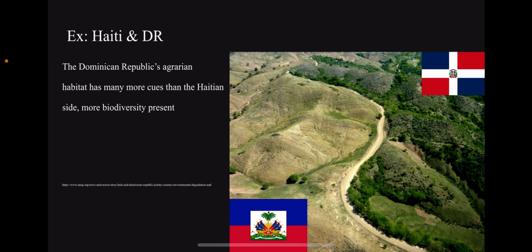A real-world example is pictured here on the right. This is the border between the island nations of the Dominican Republic and Haiti. Obviously, you can see that the Dominican Republic, pictured on the right, would have more habitat cues than its Haitian counterpart. Because of its higher agrarian habitat and highest forest preservation, there is more biodiversity present, and species are more likely to choose this side of the border when given the opportunity.